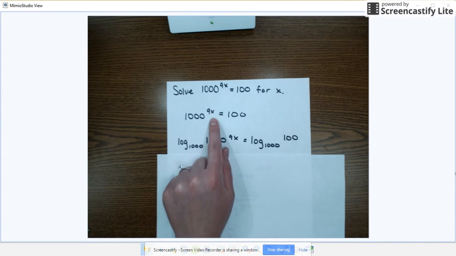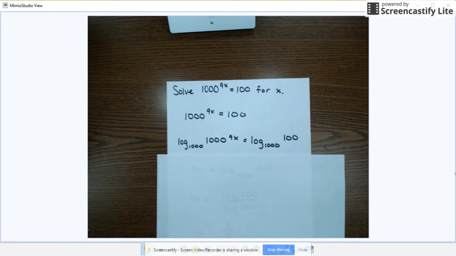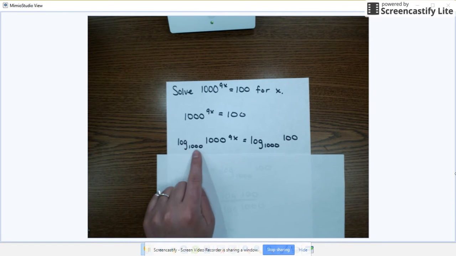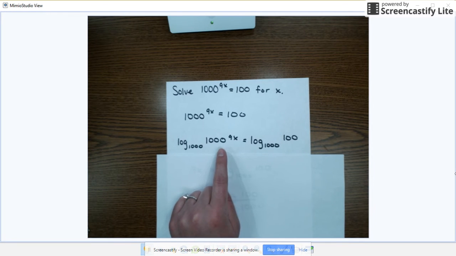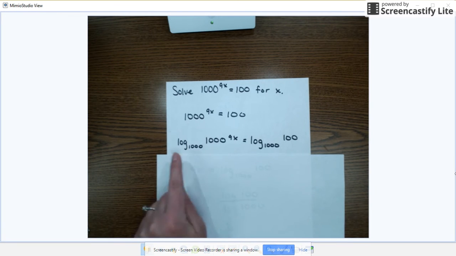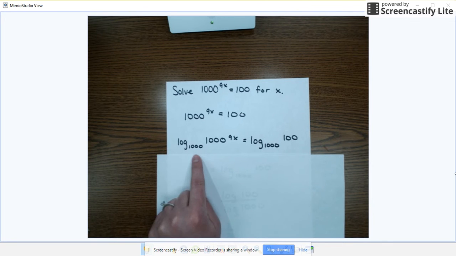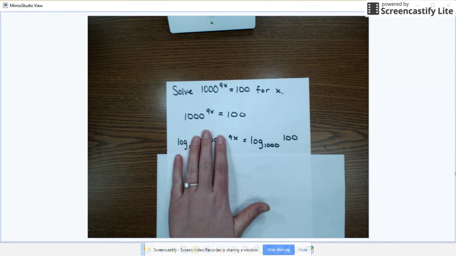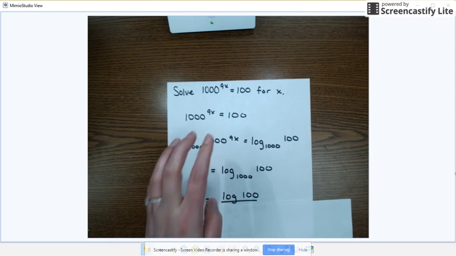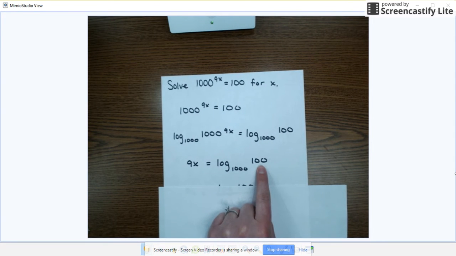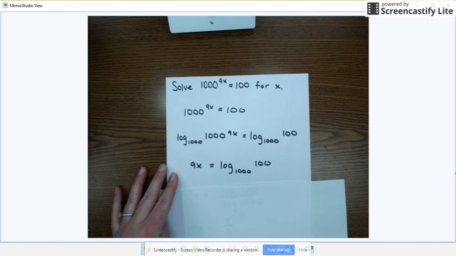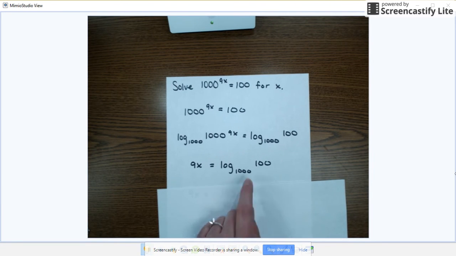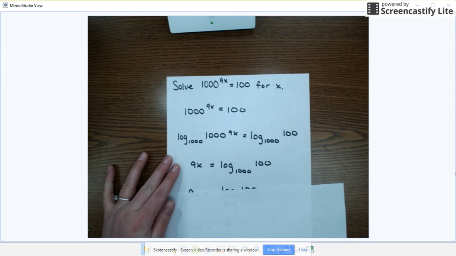We need that variable, that x, out of the exponent. So we have to do the inverse. Well, in this case, our inverse is that logarithm. Because, again, recall, inverse of an exponential is a logarithm. So log base 1,000 of 1,000 to the 9x, those cancel off. We're left with 9x equaling log base 1,000 of 100. Now, again, we don't generally do things with log base 1,000. It makes more sense to change it into a common log or log base 10. So use change of base formula here. That becomes log of 100 divided by log of 1,000.